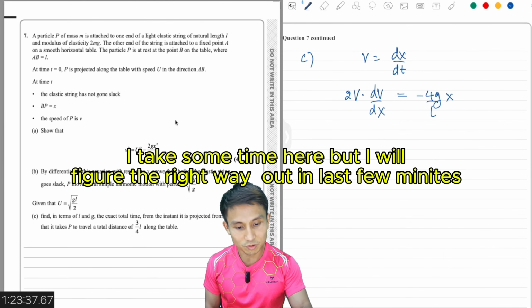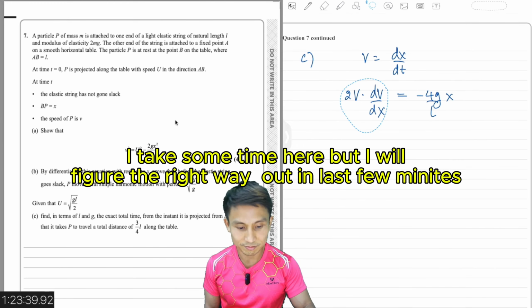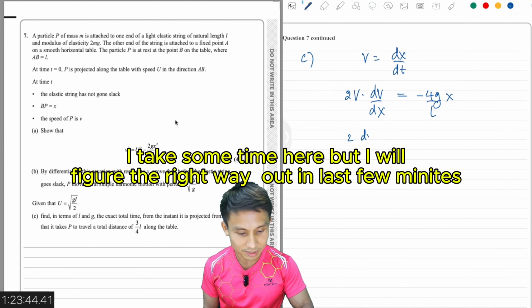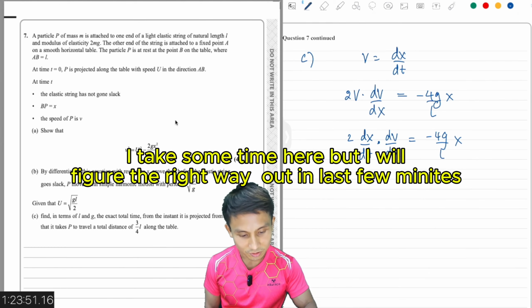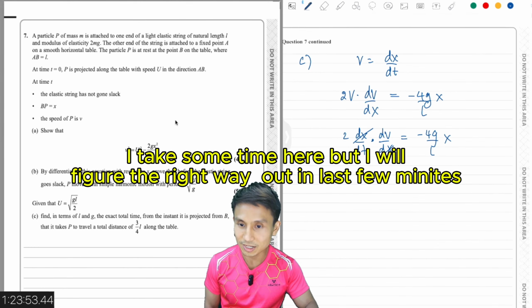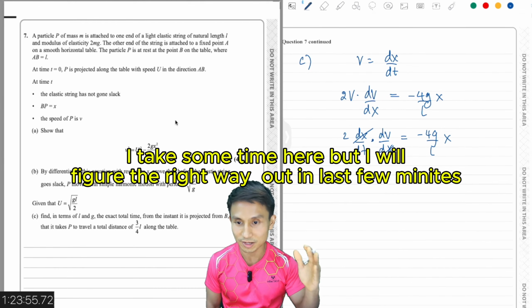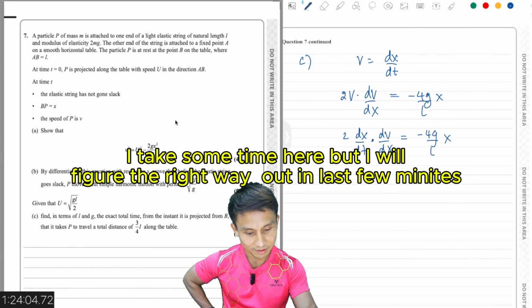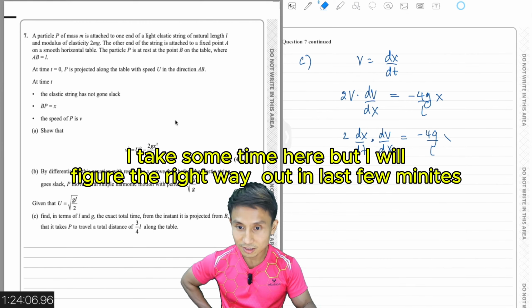If we multiply both sides by dx by dt, v here is the dx by dt, right? So 2 dx by dt times dv by dx equals minus 4g over lx. So the dx here will cancel. We get v in terms of t, which is what we want. We want to find time, right? Total distance, probably not. Hang on. What am I doing? Total distance.